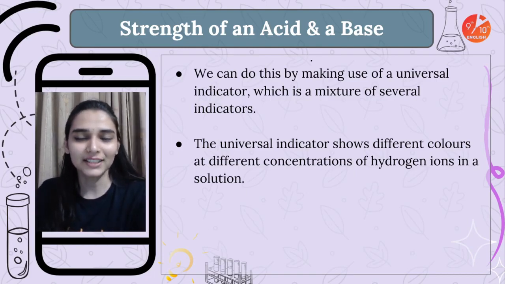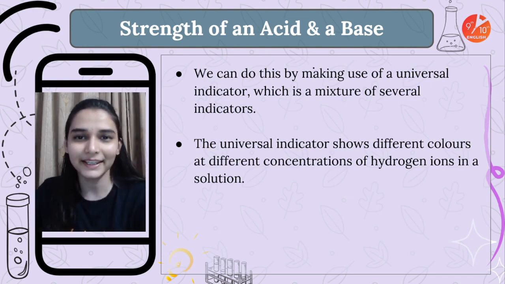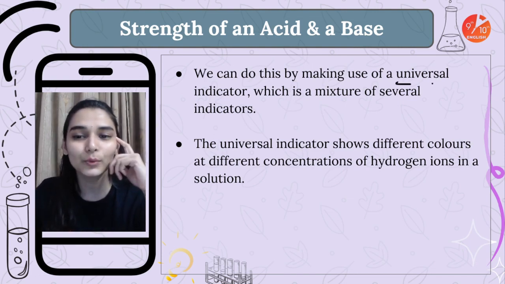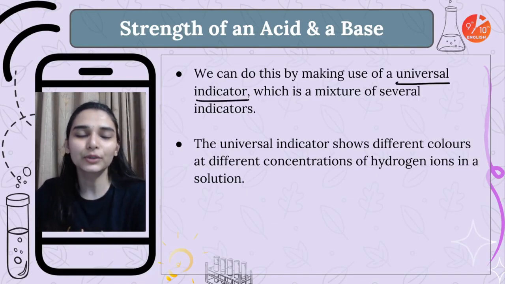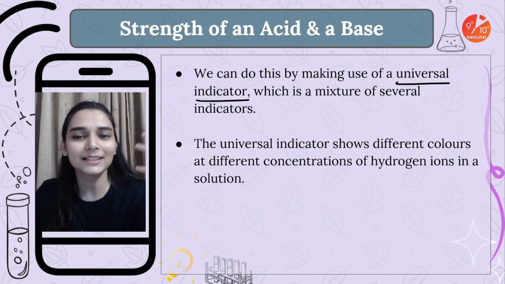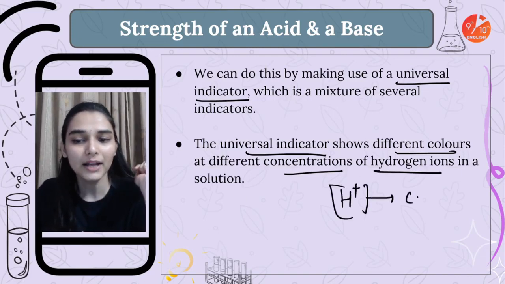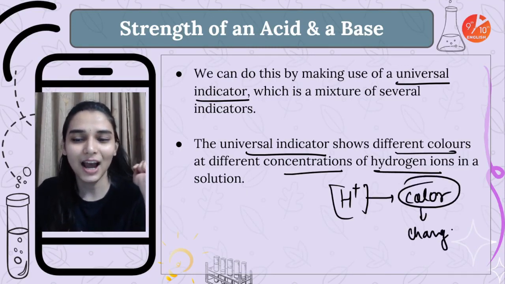pH scale. Just like the pH scale, you also have the pOH scale for the bases, so we are going to explore that. What we can do is make a universal indicator. It's again a mixture of dyes only. You have mixed different indicators and made a new indicator out of it. This universal indicator shows different colors at different concentrations of hydrogen ions. So if the H+ ion concentration changes, then the color of the universal indicator will also change. How is this going to work?